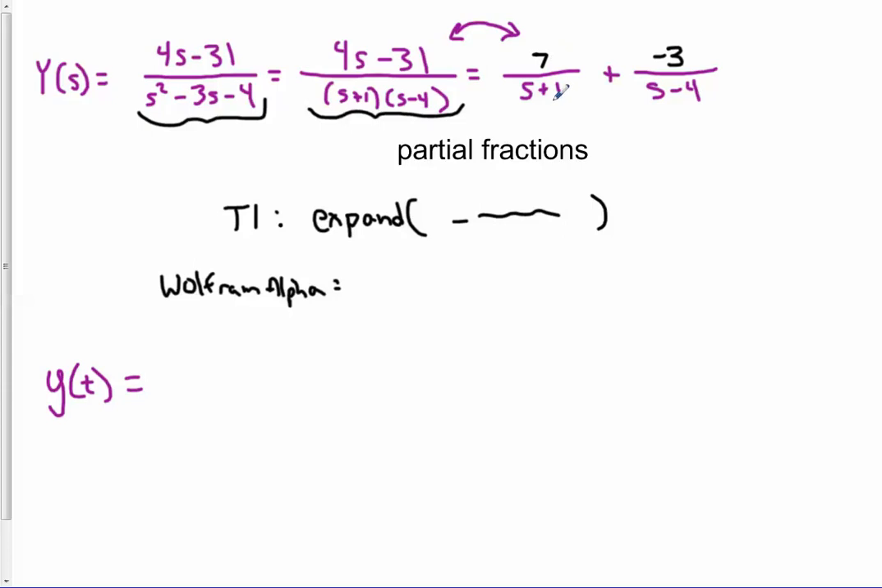Now 1 over s plus 1, if we look on our chart, that would correspond to a Laplace transform of e to the 1t. Right? That's the exponential. So we'll have a 7 times e to the 1t. That's the inverse Laplace transform of that piece. All right, then we'll have, well, it's really a subtraction here, 3 over s minus 4. So that'll be 3 e to the 4t.